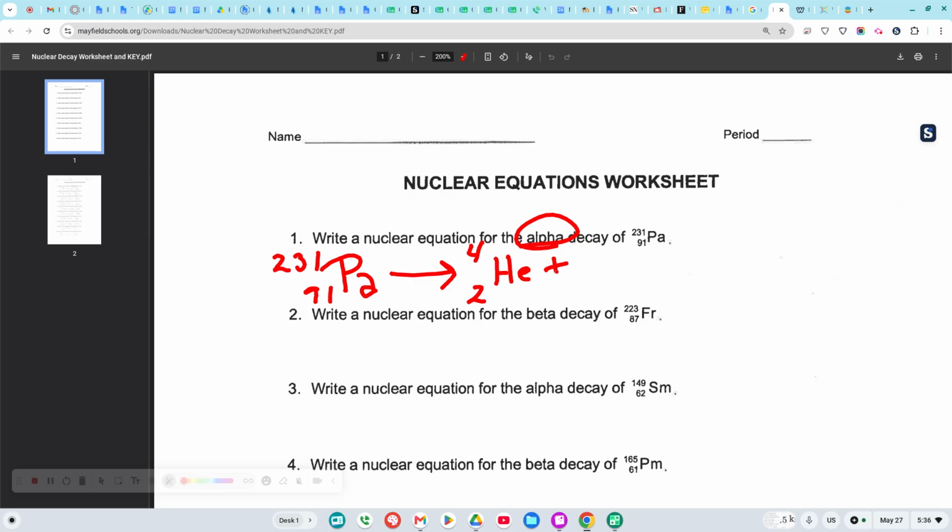Everything has to be balanced. Remember the law of conservation of matter? Everything has to be balanced. So we look at this and we say, what plus 4 gives us 231? So 231 minus 4 is 227. So our new mass is going to be 227. What plus 2 gives us 91? That would be 89.